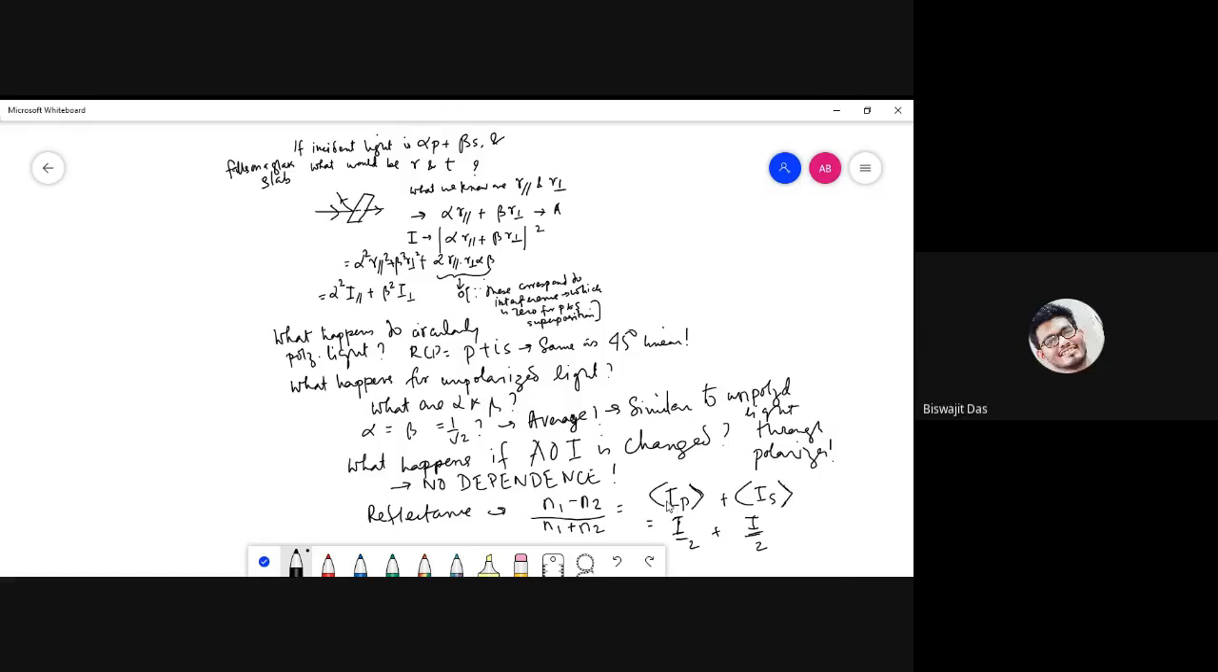When you are passing through a polarizer, when the light is passing through a polarizer, it will pass with one particular state. So the maximum probability is half. Maximum probability is half. Right.